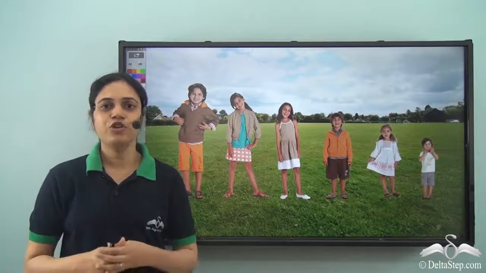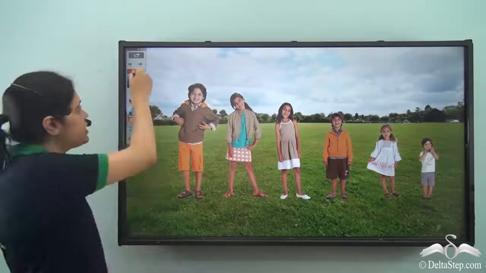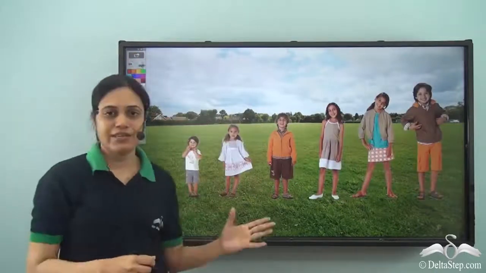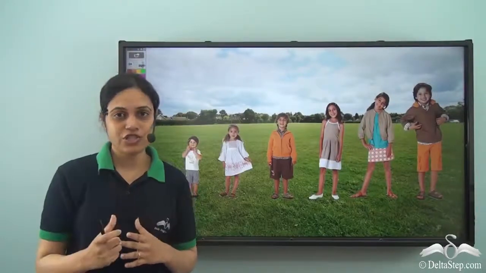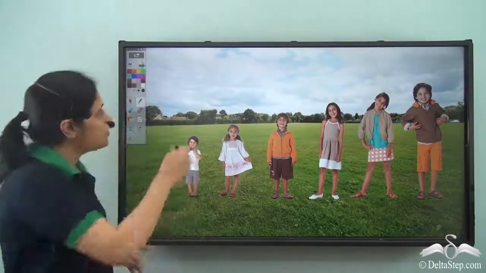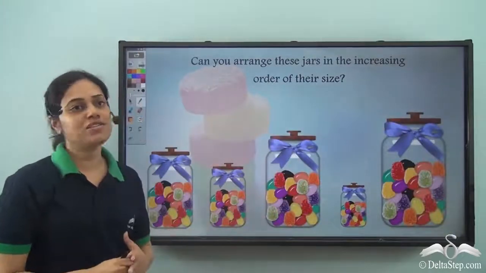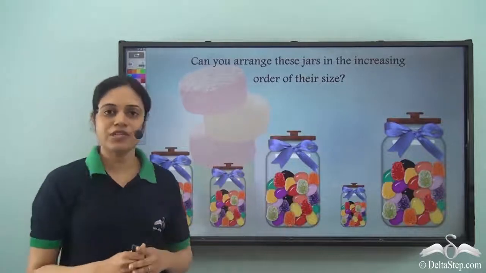In school, your teacher must have told you to stand in decreasing or increasing order of your heights. So there are several situations where we need to arrange things, that is, we need to order things. So let us try and arrange these jars in increasing order of their size.